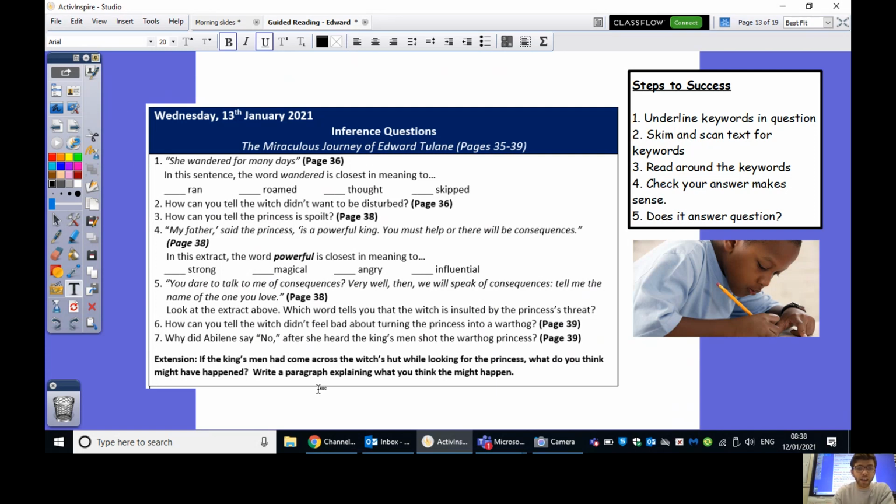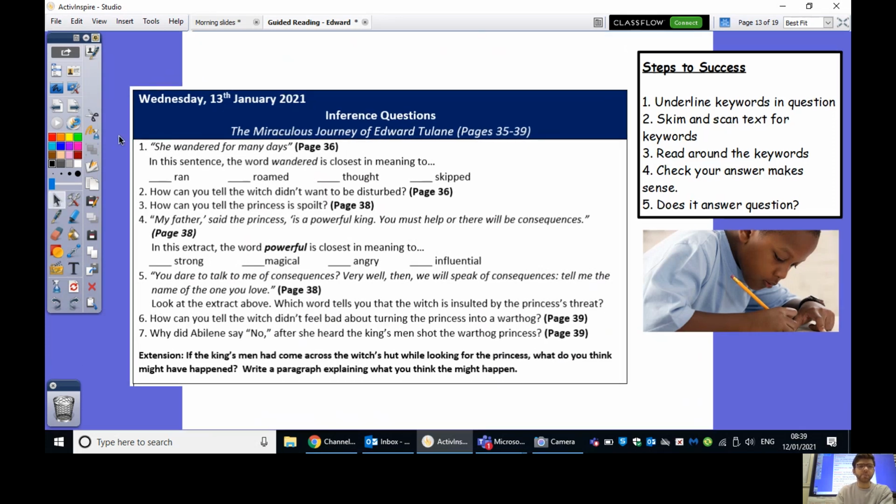If the king's men had come across the witch's hut while looking for the princess, what do you think might have happened? Write a paragraph explaining what you think might happen. So again, you're having to use your inference there to explain what you think would have happened if the king's men had come across the witch's hut and what they would have done. So that is your task. Pause the video now and we will go through the answers once you're finished. Off you go.